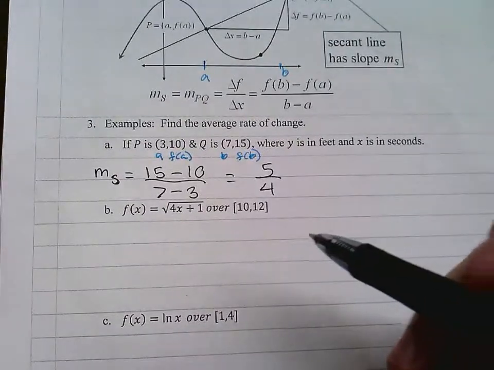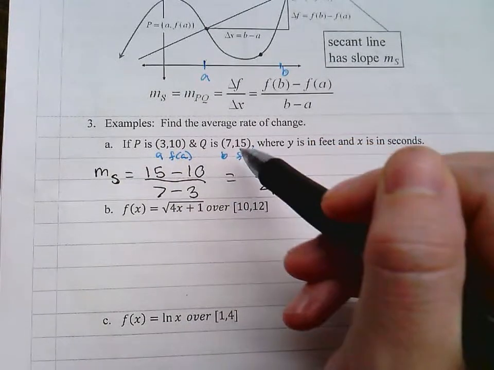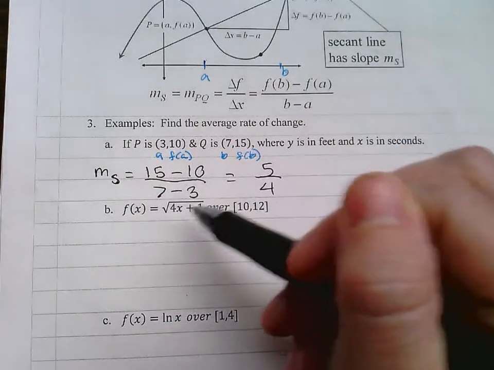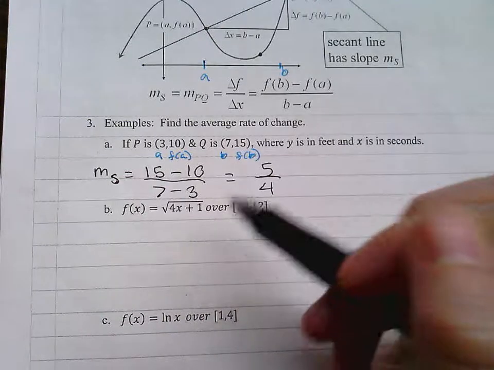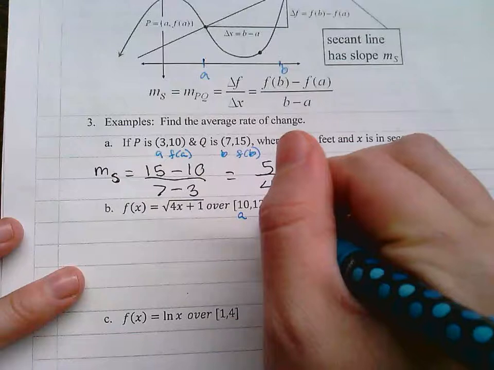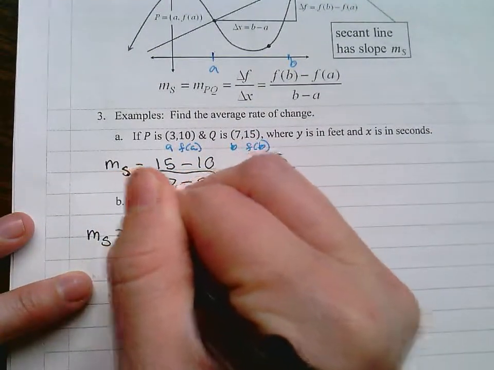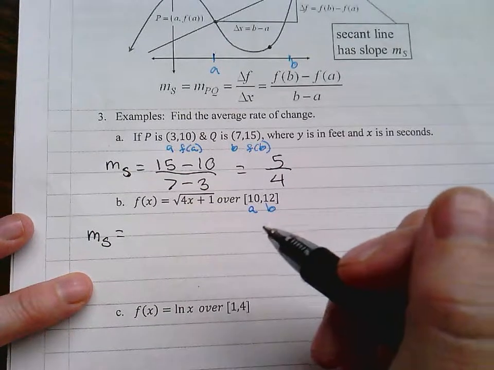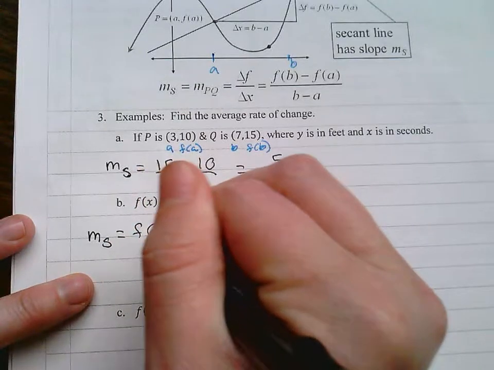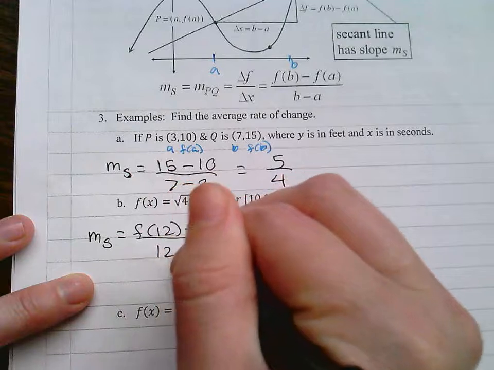Now let's try this one. This one's a little different because we didn't need to do any evaluating in the last one. We already had our y values. Well, here to find our y values, we need to plug A and B in here to find our f of B and f of A. So this is A, and that's B. So let's do our formula. The slope of the secant line, or the average rate of change, is going to be f of b, so f of 12 minus f of 10 over 12 minus 10.